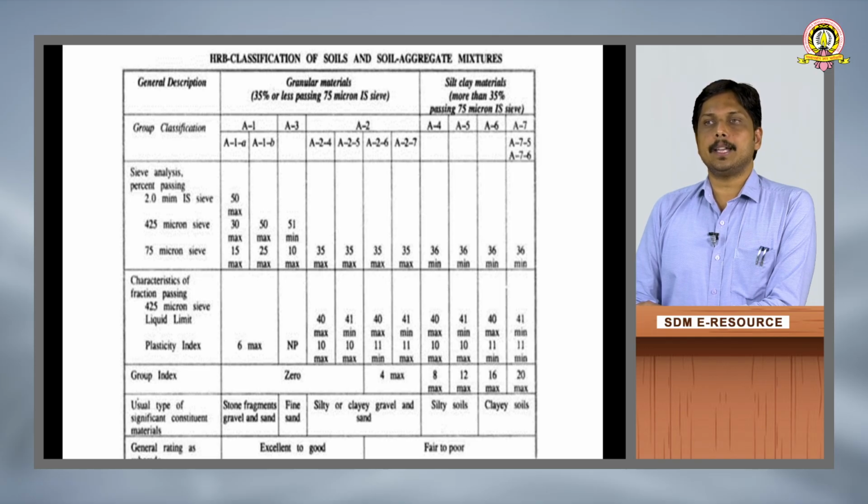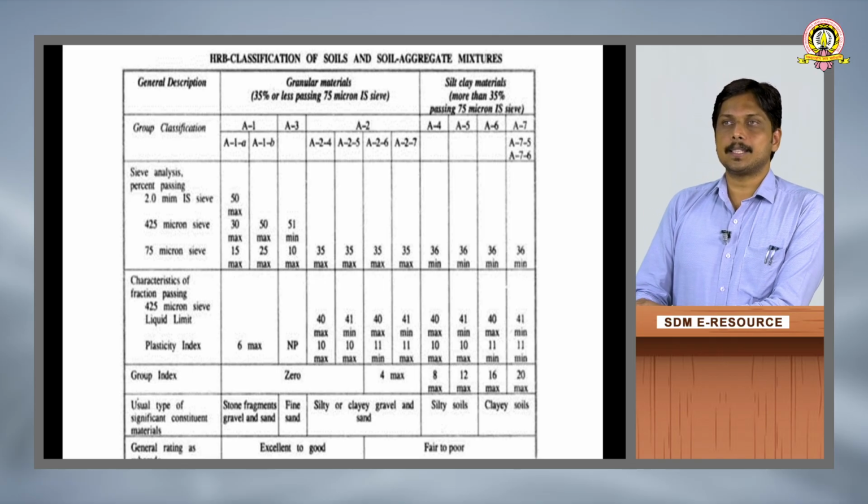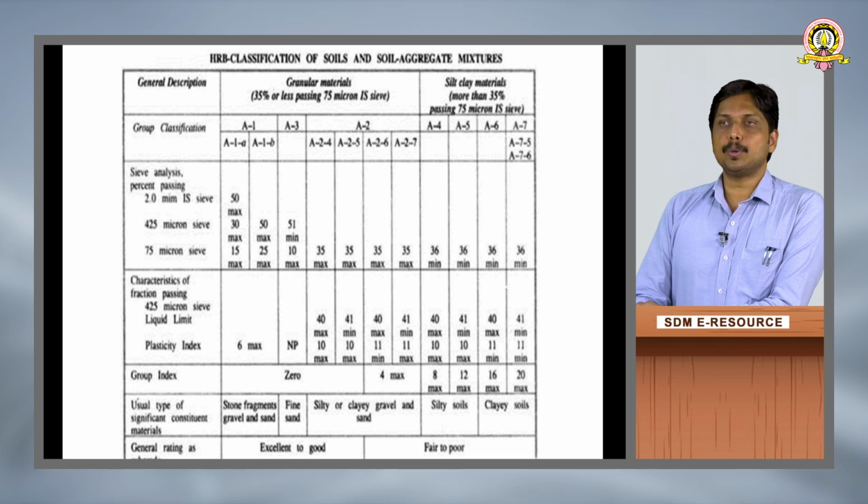So, I have taken an example of the percentage passing 75 micron is 40. In this you can see it is not fitting from A1 to A2. In A4 you can observe the percentage passing is 36 minimum. So, our soil will be falling in group A4, A5, A6 and A7. So, we do not know exactly which group it is.